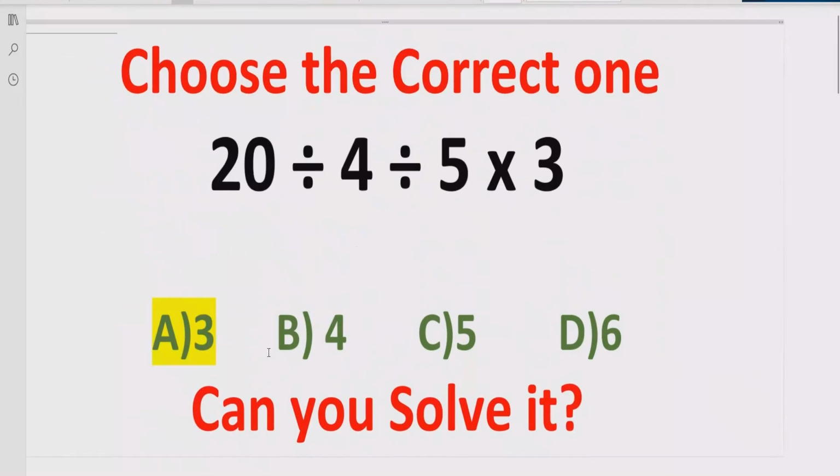So I hope you understand like how you can solve the given expression using PAMDAS and BODMAS method and find out the correct answer. So that's it for today.